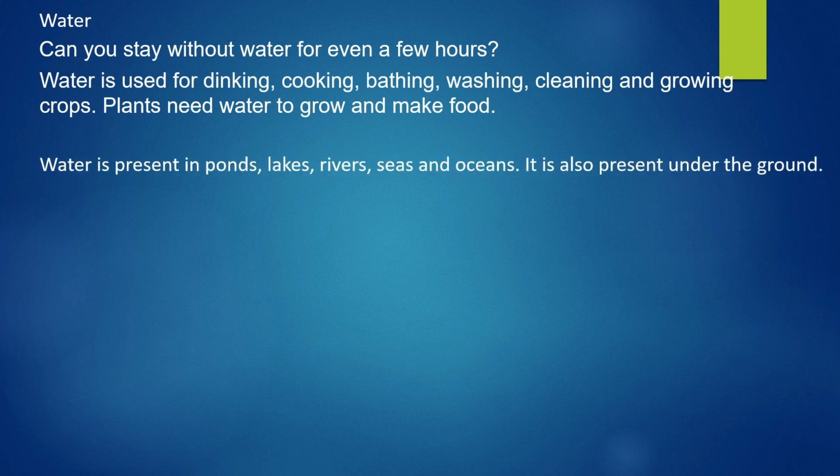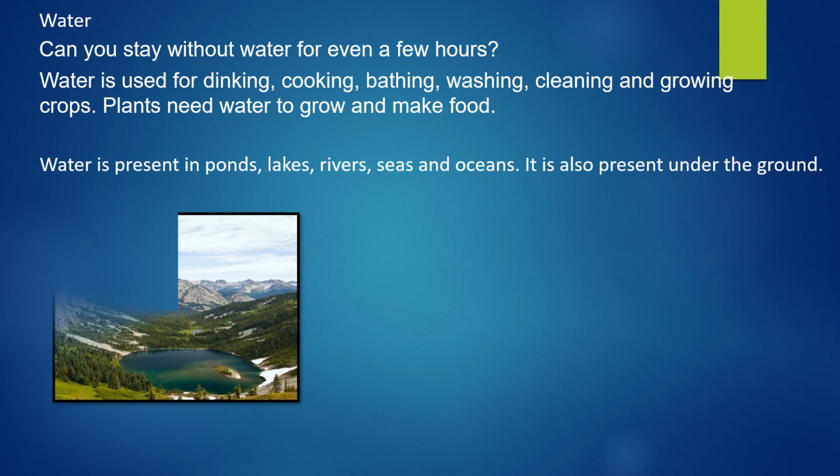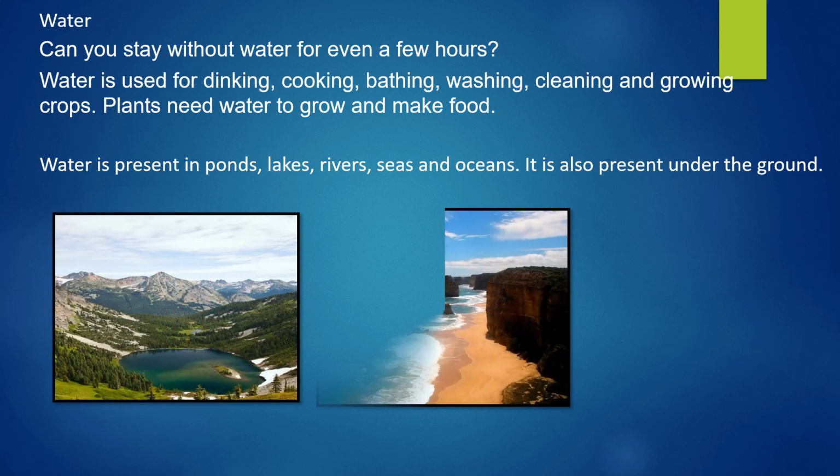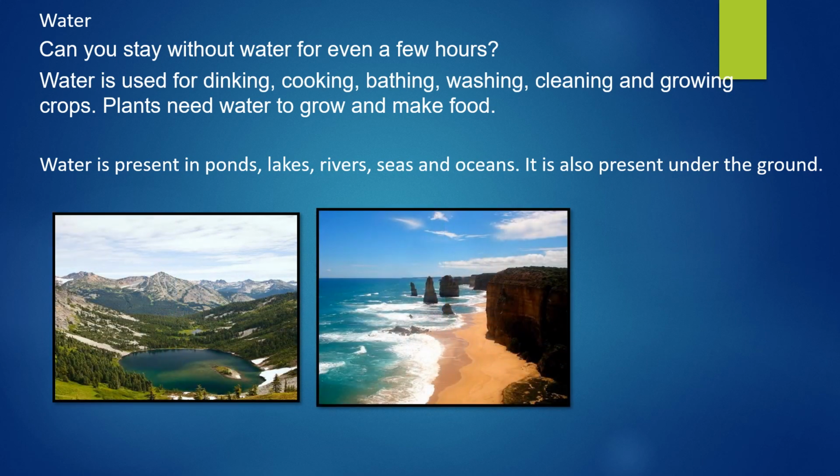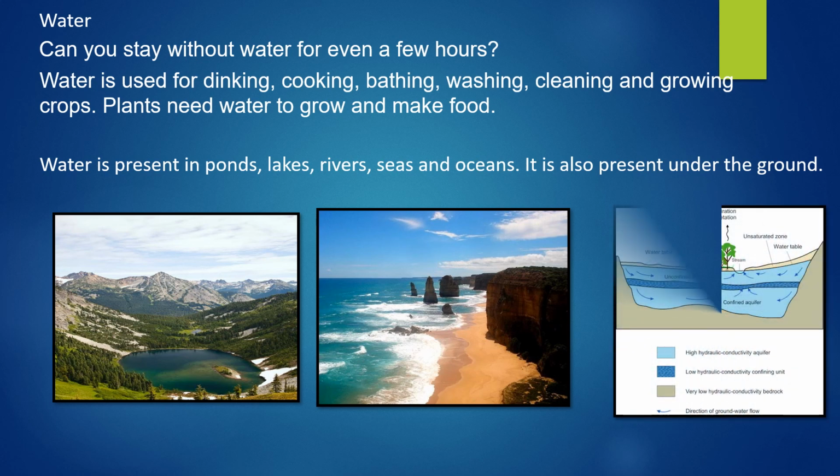Water is present in ponds, lakes, rivers, seas, oceans, etc. It is also present under the ground. So water is found everywhere, wherever we see, but in one place we cannot see it. The place is the desert. The desert is a very dry place, so there are no rivers or lakes, but we find water in ponds, lakes and rivers, as well as seas and oceans.